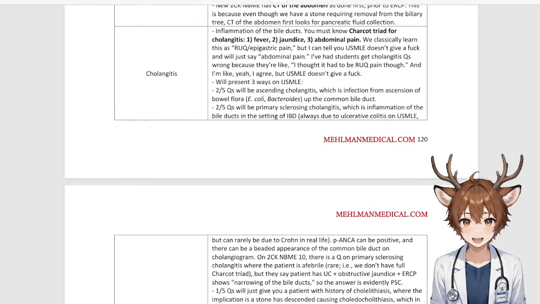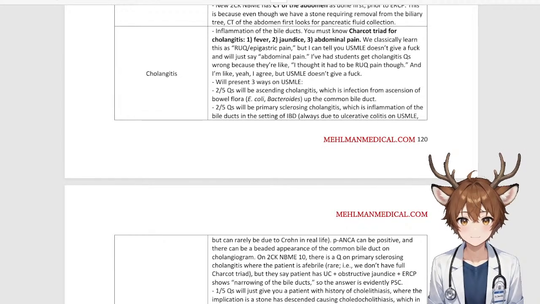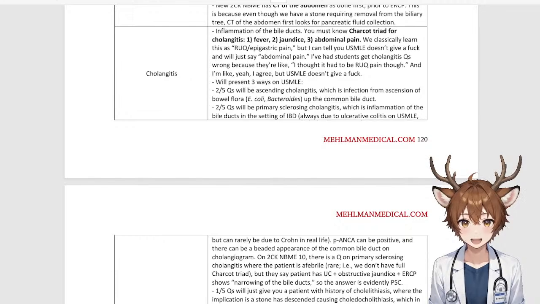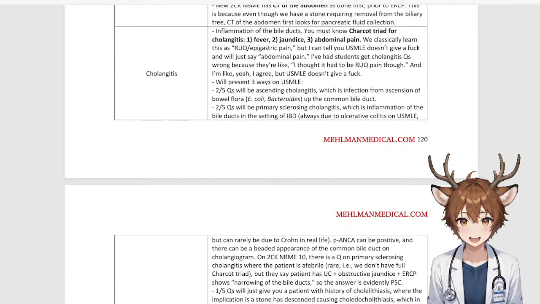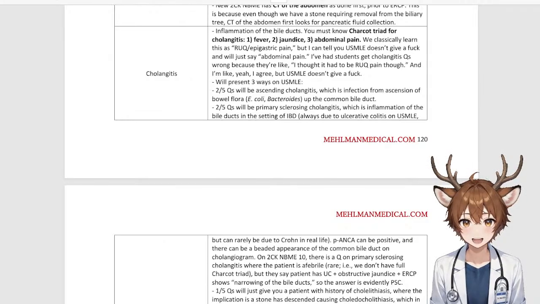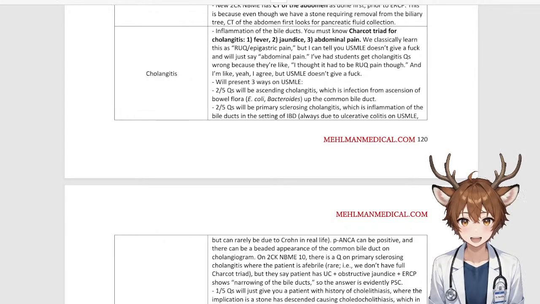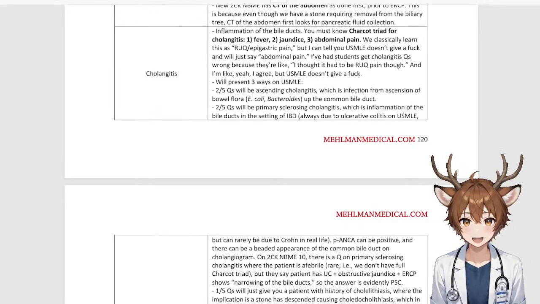coli or Bacteroides, up the common bile duct. 2/5 of the questions will be primary sclerosing cholangitis, which is the inflammation of the bile ducts in the setting of IBD, always due to ulcerative colitis on USMLE, but can rarely be due to Crohn's in real life. P-ANCA can be positive, and there can be a beaded appearance of the common bile duct on cholangiogram.